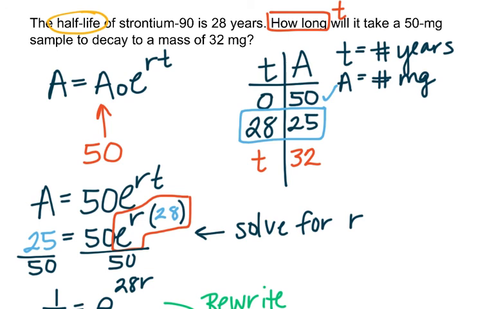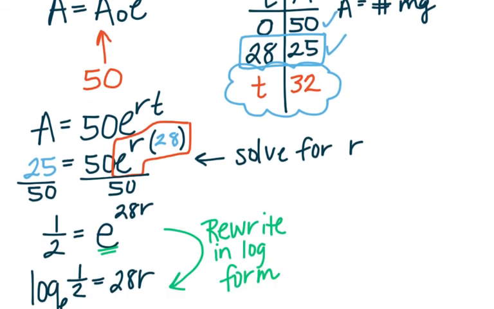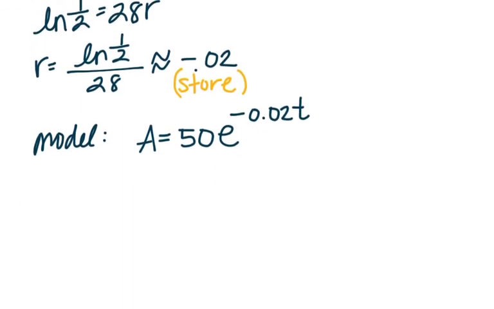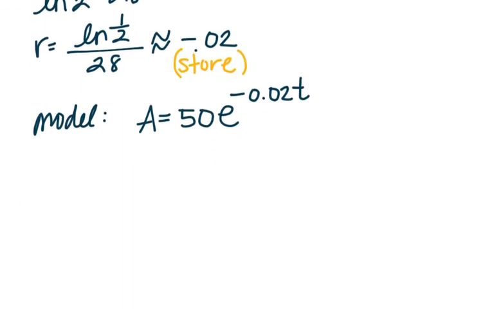So now going back up to our table, you can kind of look at your checklist again. We used the 0.50, we've used the 28.25 to allow us to solve for R, and now we're ready to actually attack what the problem was asking for, which was how long will it take for our sample to decay to a mass of 32 milligrams. So now we can go ahead and substitute 32 in for our amount, the number of milligrams, and this allows us to solve for time.